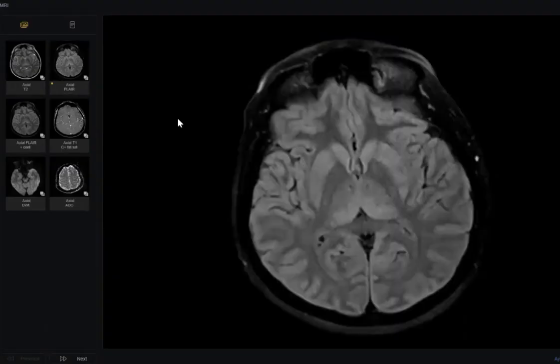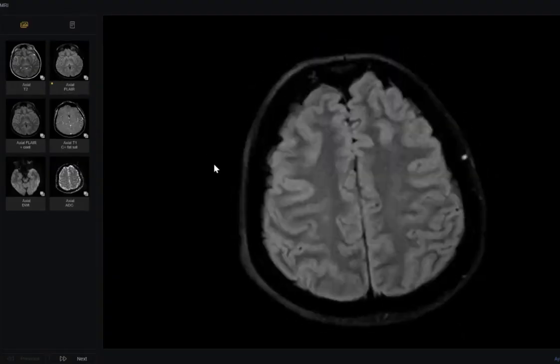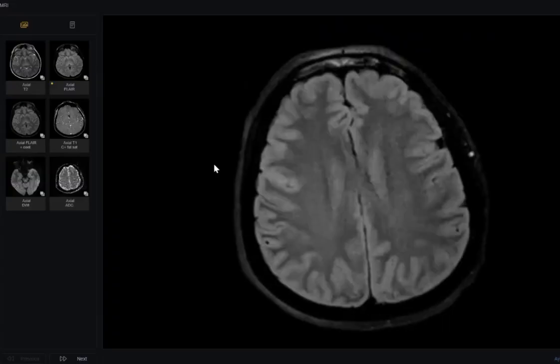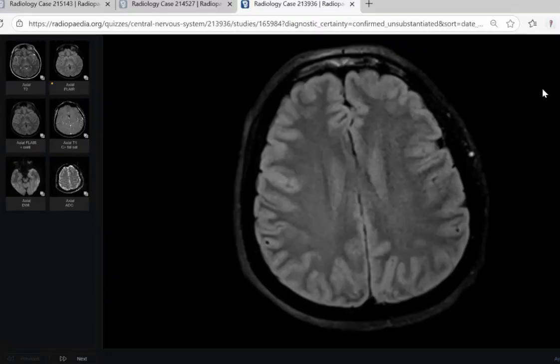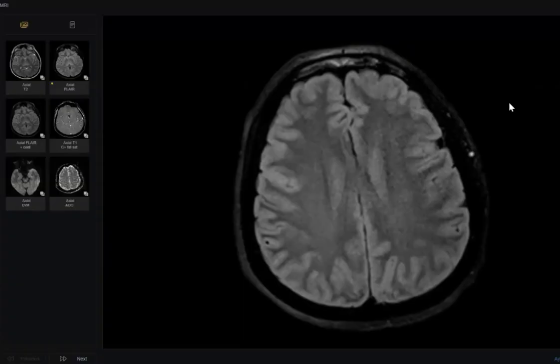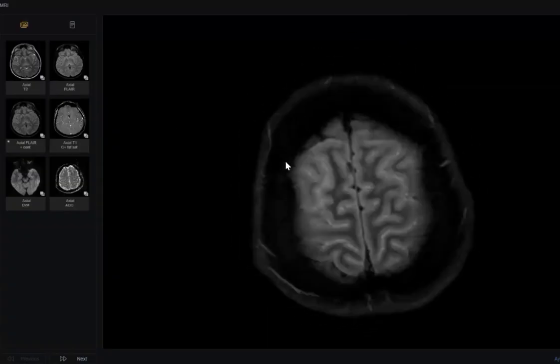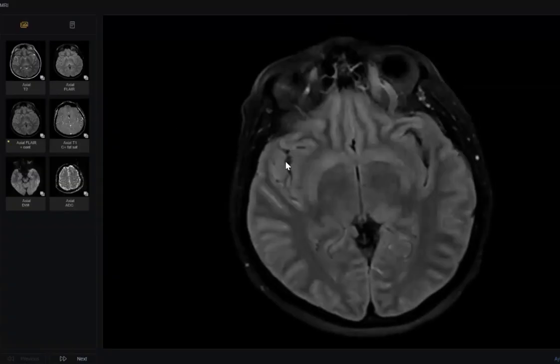What happened here, my colleague? Look at the flare. The most important sequence of the meningitis is flare, and not only flare with contrast. You will not see in any other diseases this post-contrast flare. Only in meningitis. Very important. So if the examiner gives you flare with contrast, be worried about meningitis.